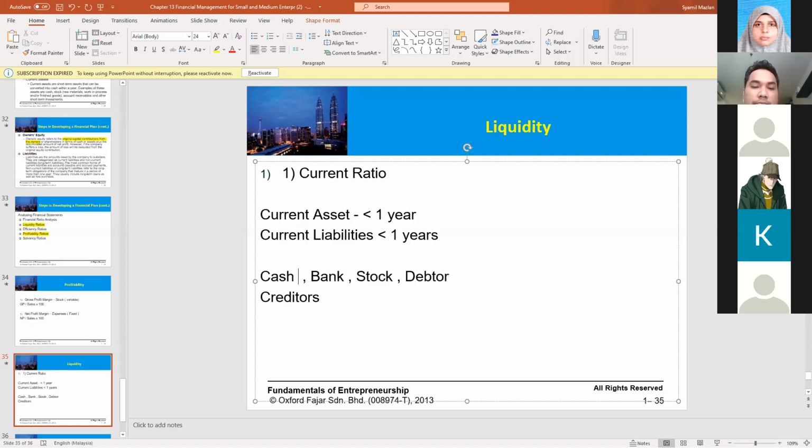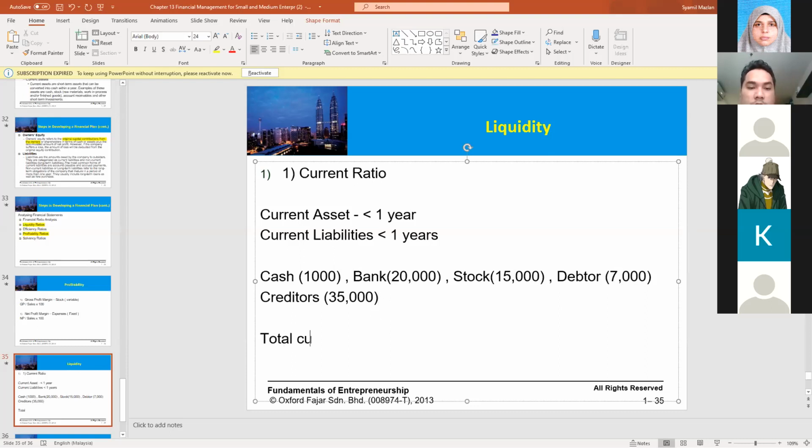So for example, you have 1,000 cash in hand. You have 20,000 in the bank. Your stock value is about 15,000, and your debtor is about 7,000. How about the creditors, guys? For example, your creditors value is about 35,000. Can you help me to calculate the total current assets and then the total current liabilities?